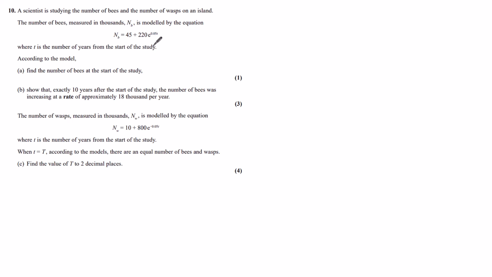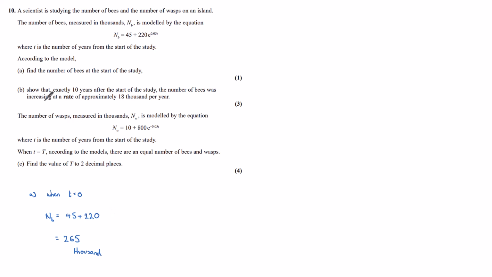Well, the start of the study is when the number of years is equal to 0. So when t is equal to 0, we can substitute that into our NB, and so NB is equal to 45 plus 220, e to the 0 is 1. That gives us a number of 265, and this is in thousands.